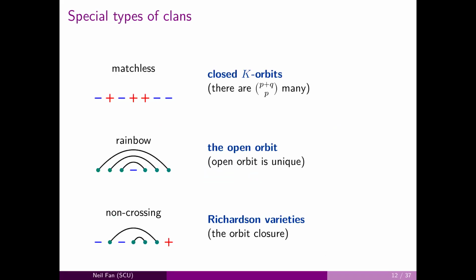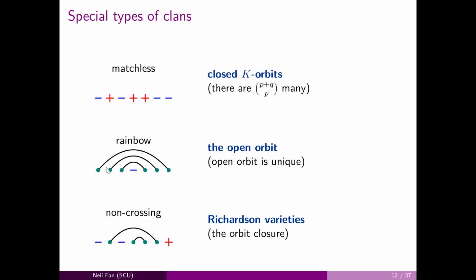There are three special types of clams we care about. First is the matchless clam. There is no arc. These clams correspond to closed K orbits. Apparently, there are P plus Q choose P many such K orbits. And the second special clam is a rainbow. This corresponds to the unique open orbit.